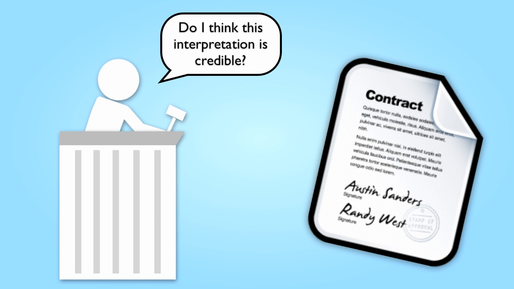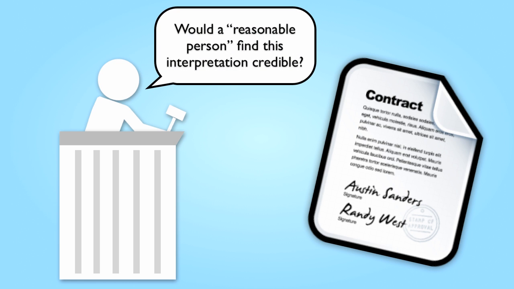This standard of reasonableness allows the judge to exclude the evidence if the judge determines that the proposed interpretation is unbelievable, say that up means down. In other words, the question for the judge is not, do I think this interpretation is credible, but rather, could any reasonable person find this interpretation credible?